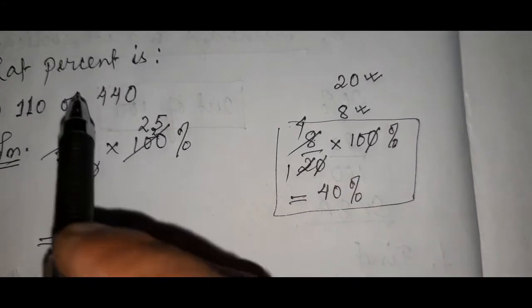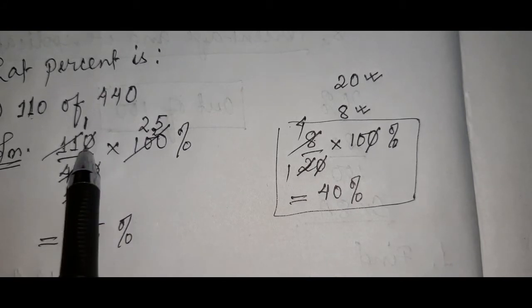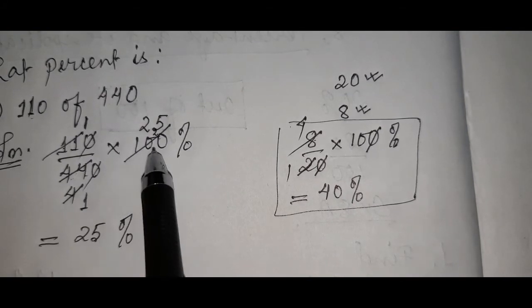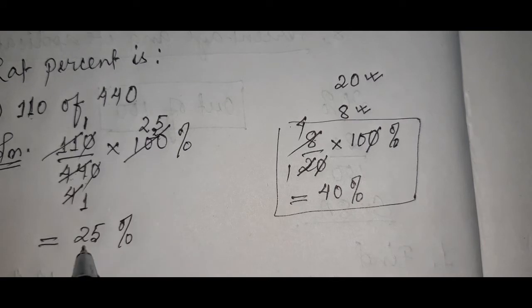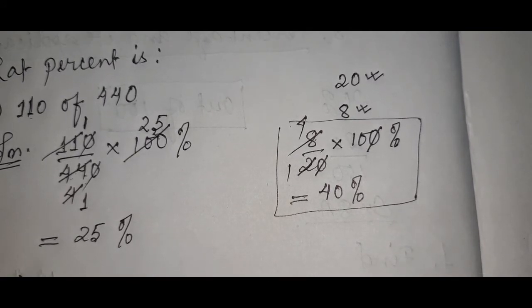So just like that, say 110 out of 440. So you say 110 by 440 into 100. Okay, so after cutting you get here 25%. Now let's see the next one, Roman number 2, 5.5 of 165. So again you will do the same thing here. Okay, 5.5, and you have to write here 165 and multiply by 100.